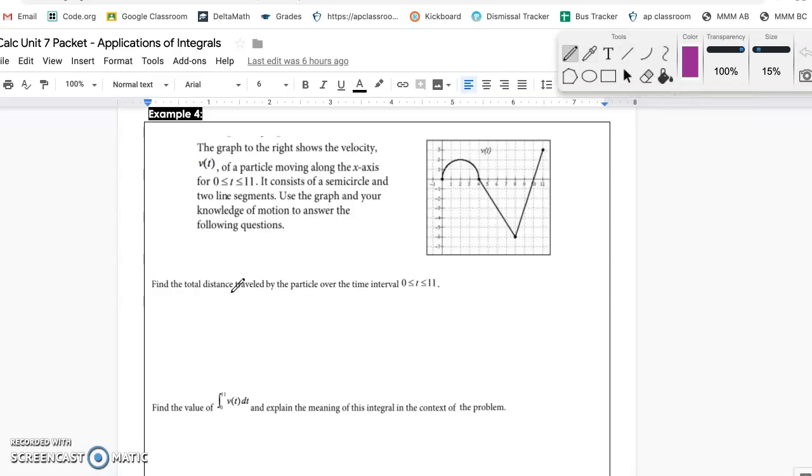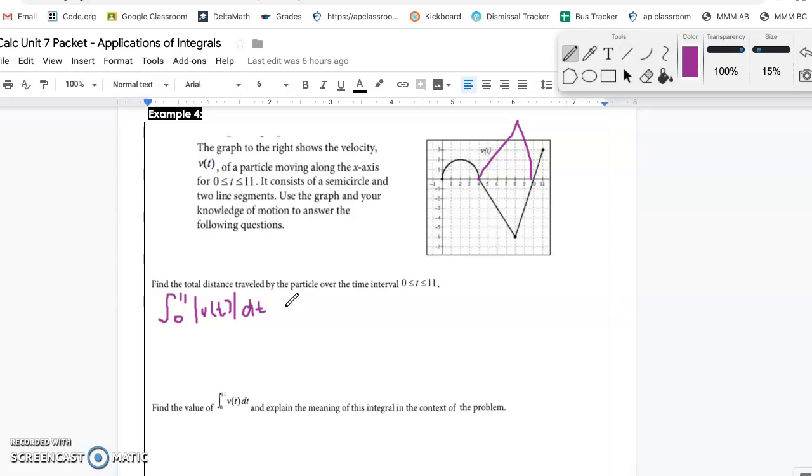So when we see total distance, we know total distance means the integral from a, so from 0 to b, which is 11, of the absolute value of v of t dt. So when we see this, that's the same as saying take this and just flip it and make the area under the curve positive. So I'm just taking that, reflecting it over the x-axis, and everything stays the same. We're just making it positive.